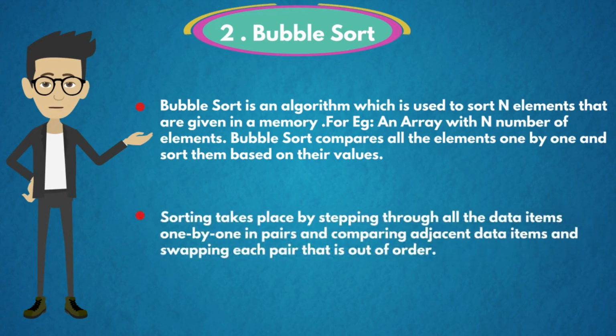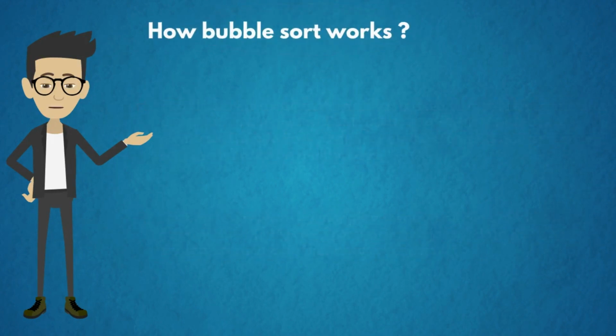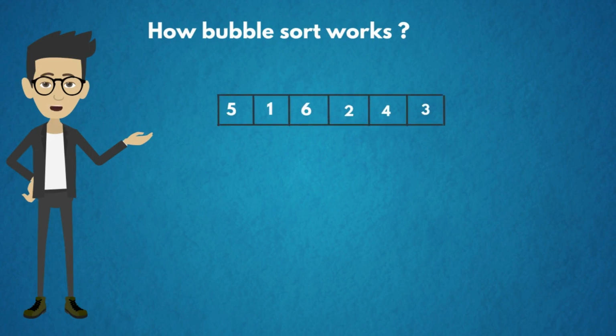Sorting takes place by stepping through all the data items one by one in pairs, comparing adjacent data items and swapping each pair that is out of order. How does bubble sort work? Let us find the answer. We have taken an array of 6 elements, n equal to 6. So the number of iterations to be done is 5.